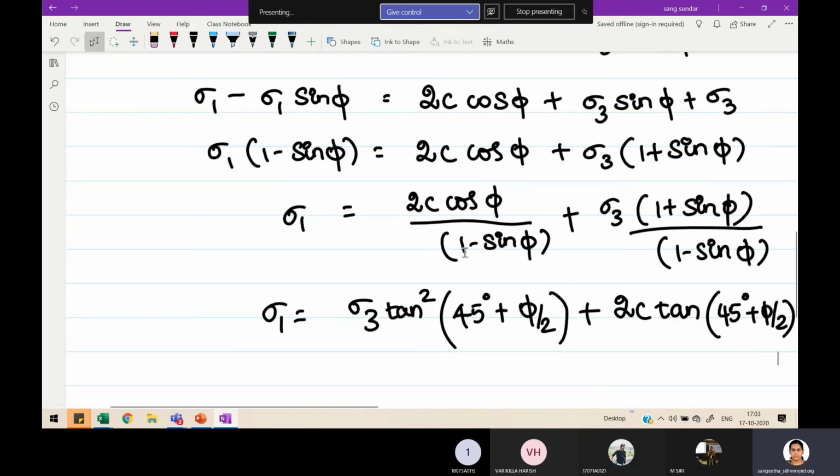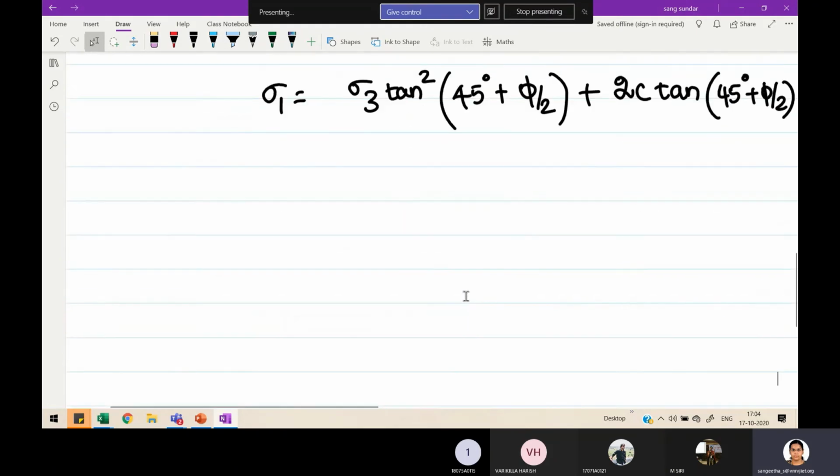Okay, because instead of 1 you can replace it with tan 45 degree, because tan 45 degree is 1, and if you do some trigonometric simplification, your equation will assume this form. Okay, so sigma 1 is equal to sigma 3 tan square 45 degree plus phi by 2 plus 2c tan 45 degree plus phi by 2.